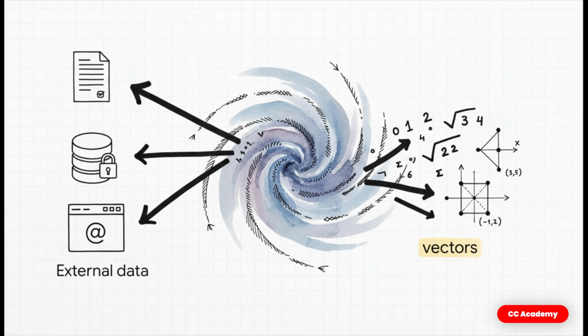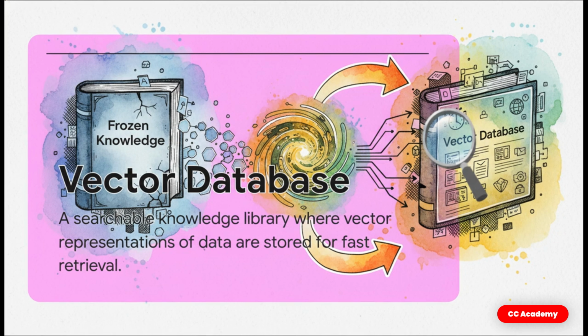You can think of it like a unique digital fingerprint for every single concept. So where do all these digital fingerprints get stored? They live in a special kind of library called a vector database. And this isn't just storage, it's a highly organized, super fast, searchable knowledge library. It's basically the AI's external brain.